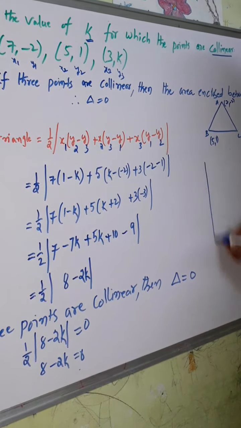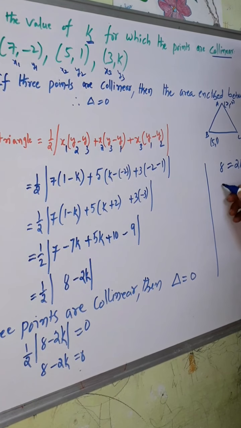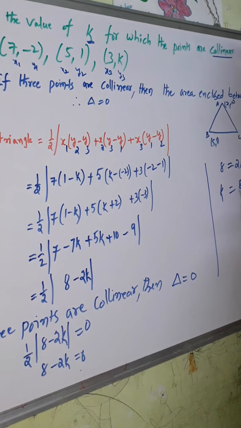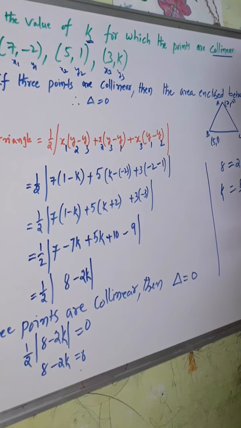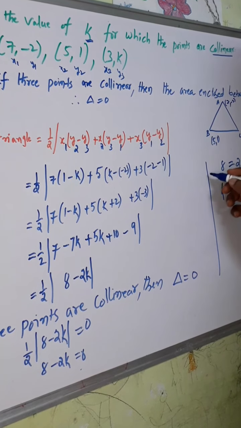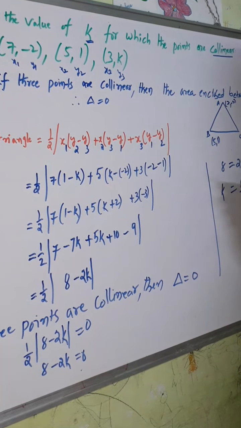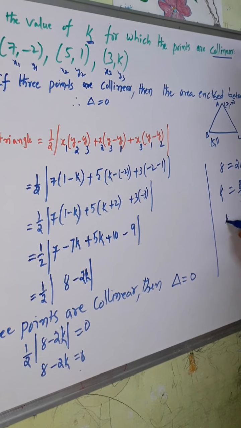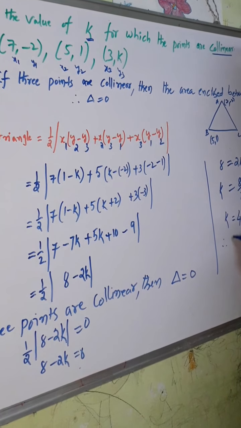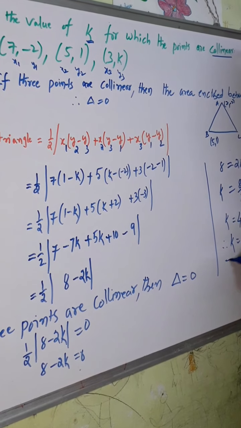Now 8 is equal to 2k. Transpose this minus 2k to the right side. The minus 2k is changed to plus 2k. So k is equal to 8 by 2. This 2 is multiplying with k, so 2 is transposed to the right side, then it divides 8. 2 goes into 8, 4 times. k is equal to 4. Therefore, k is equal to 4.